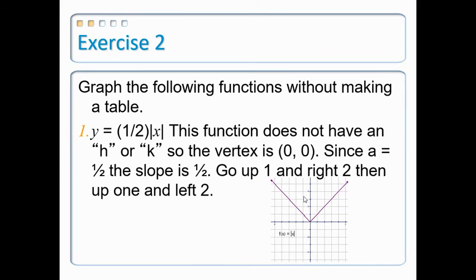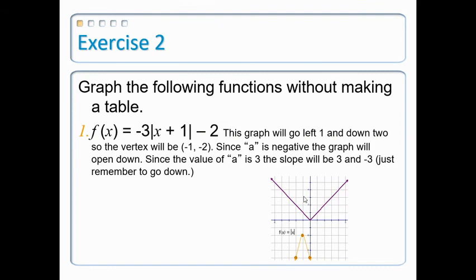In this case, we're actually not translating it right or left, but we have a 1/2. So we still have a vertex at (0, 0). And now we know that the slope is 1/2. So we're going to go up 1 and right 2, and then we'll go up 1 and left 2. And so you can see why they call this a shrink: it opens up, it becomes wider, it shrinks down the y-axis.